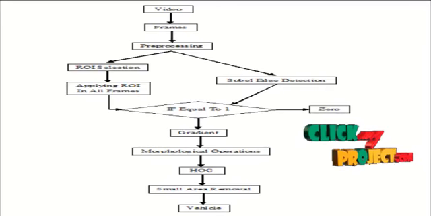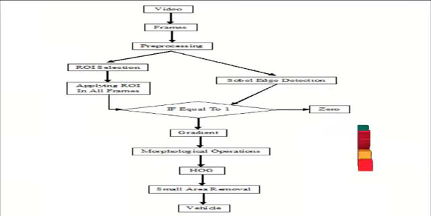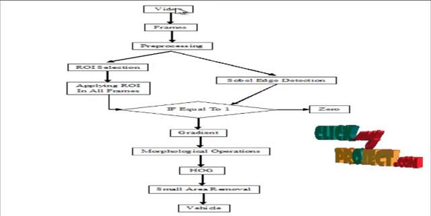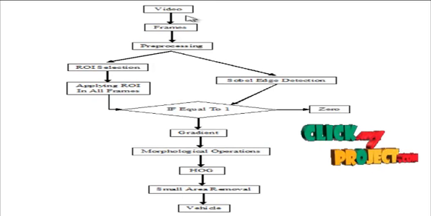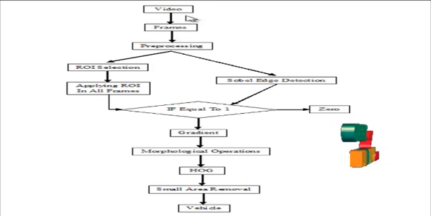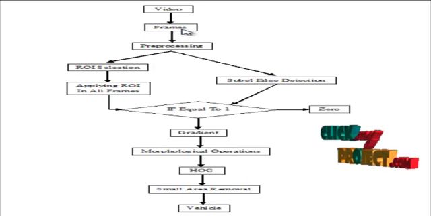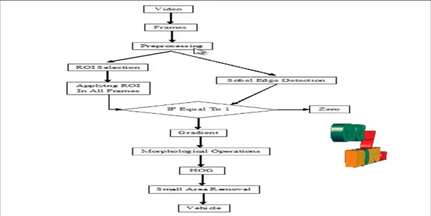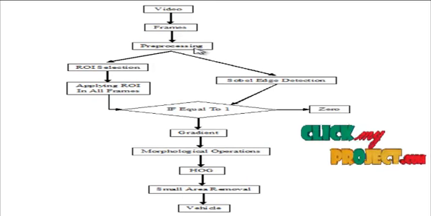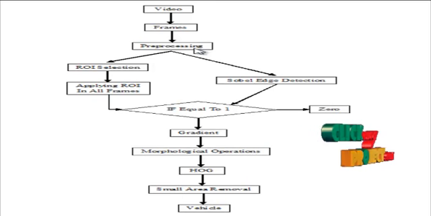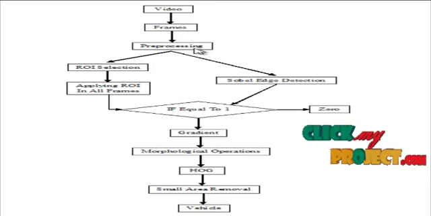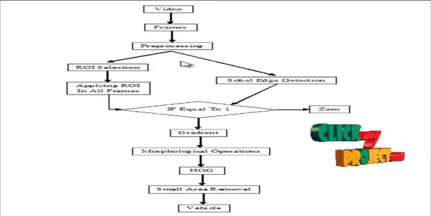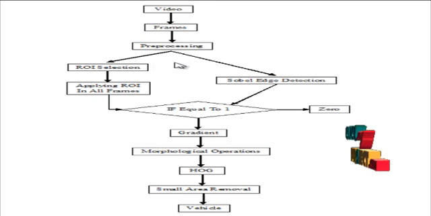Let me see the flow of the process. The input video is selected. After that, the video is converted into frames. The frames are then pre-processed with the help of filters in order to bring the overall intensities in the images to a particular level. After that, the region of interest is selected from the frames.